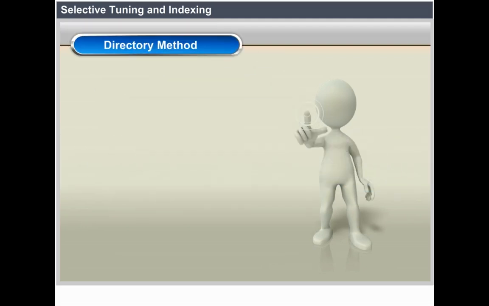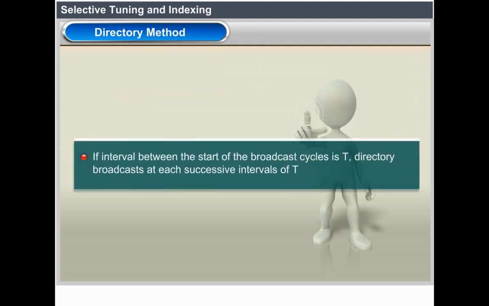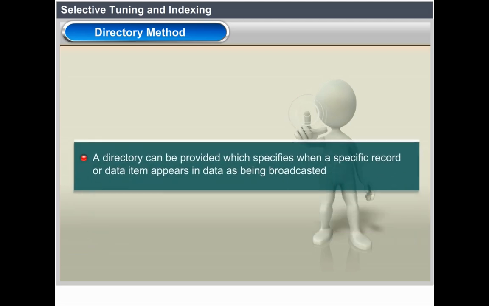Directory method. Broadcasting a directory as overhead at the beginning of each broadcast cycle. If the interval between the start of the broadcast cycles is T, then the directory is broadcast at each successive interval of T. A directory can be provided which specifies when a specific record or data item appears in the data being broadcast.